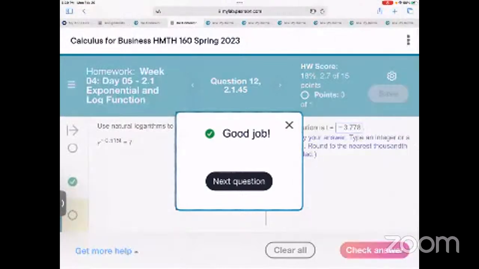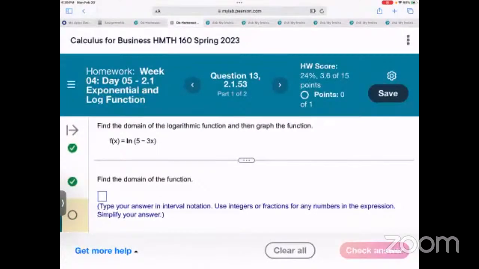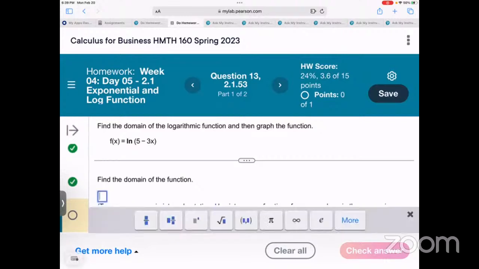Find the domain, and then graph the function. So in general, for a log function, the domain is the non-negative real numbers. The argument has to be strictly larger than 0. So long story short, that 5 minus 3x has to be strictly larger than 0.